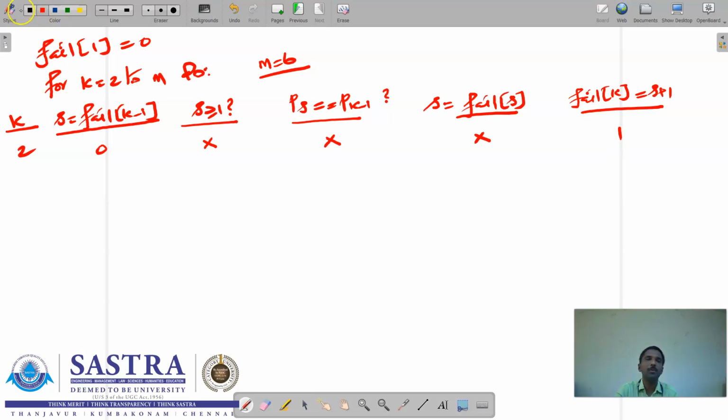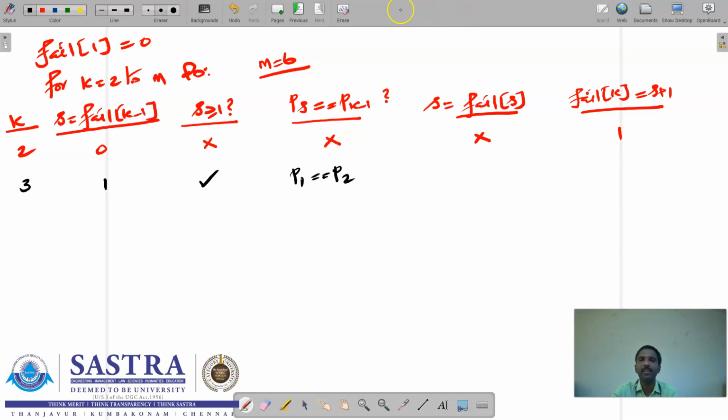Then to compute fail of 3, k is equal to 3. S is equal to fail of k minus 1. K is 3. 3 minus 1, 2. Fail of 2 is 1. Checking if s is greater than or equal to 1, the condition is true. Then check if ps is equal to pk minus 1. ps is p1. pk minus 1, k is 3, is p2.